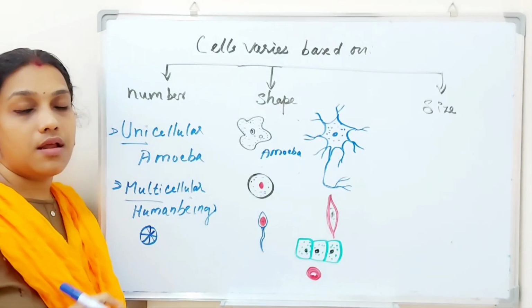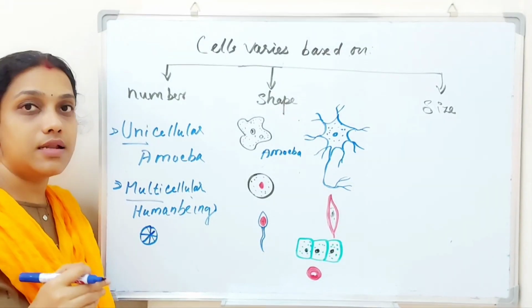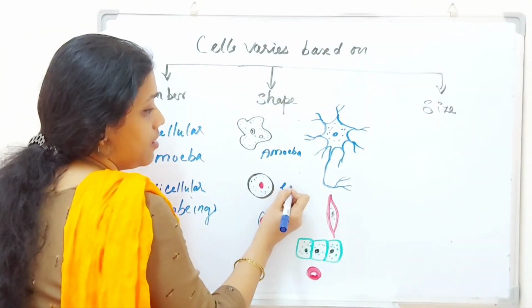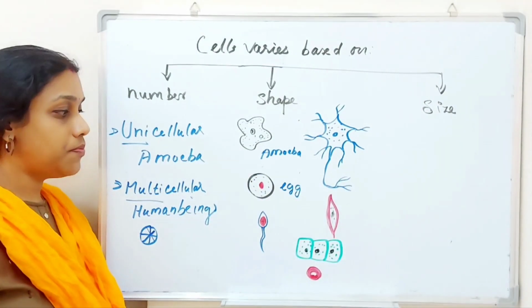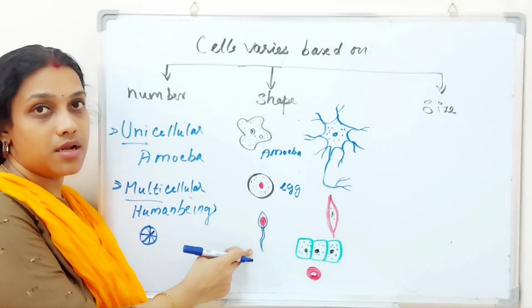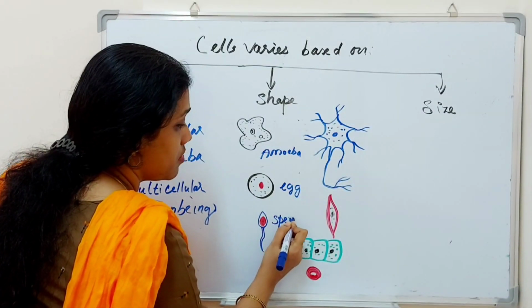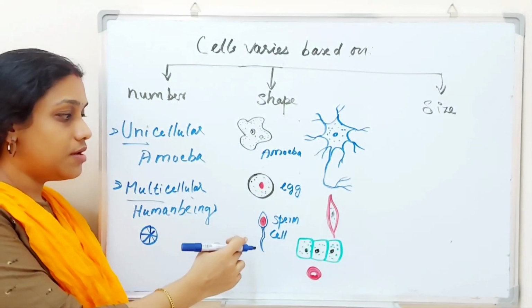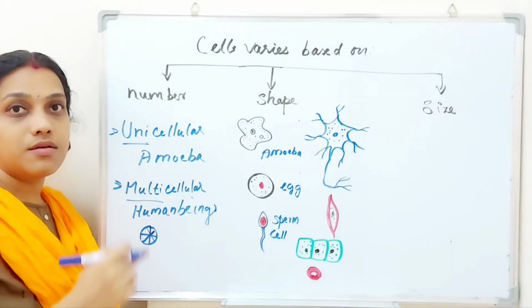This is a round cell. Round cell is seen in the case of the female reproductive cell, that is ova, otherwise known as egg. So egg is a female reproductive cell that is round in shape. Now this is a male reproductive cell, otherwise known as sperm cell. Here you can see the shape. It has the shape of a tadpole. Tadpole shaped or tailed cell.